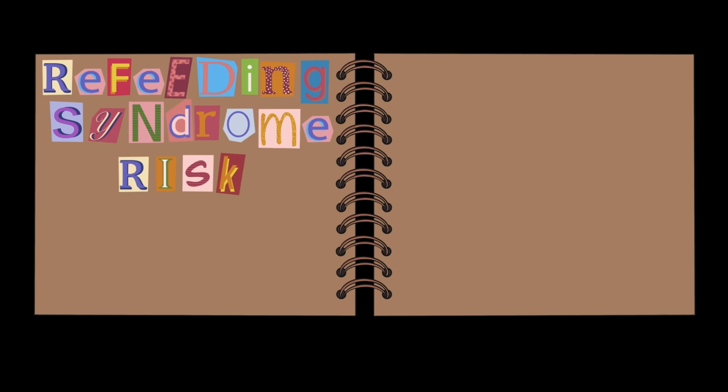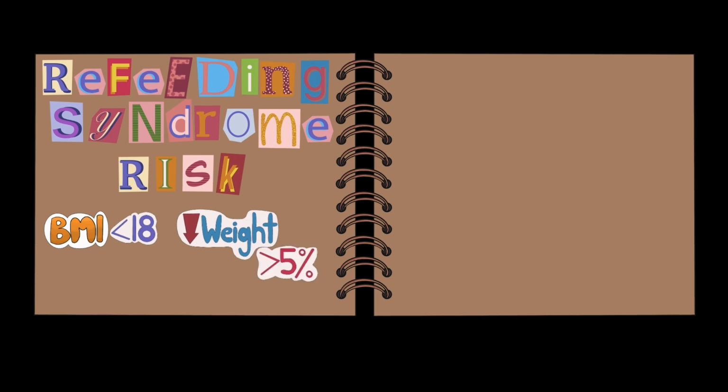A BMI lower than 18 and recent weight loss of more than 5% of body weight are anthropometric risk factors. The lower the BMI and the greater amount of weight loss, the greater the risk. The amount of fat and muscle loss determined from the physical assessment also predicts risk. The greater the amount of wasting, the higher the risk.